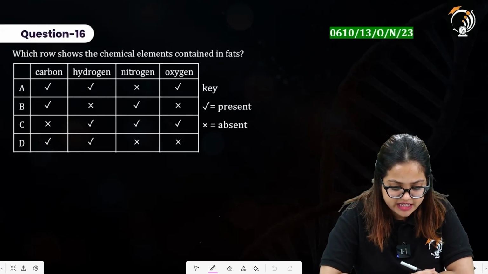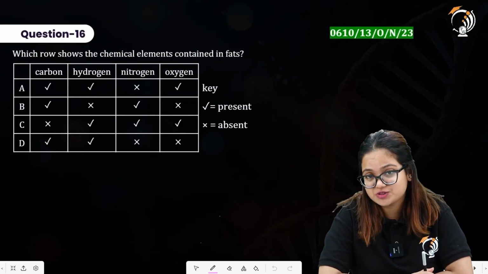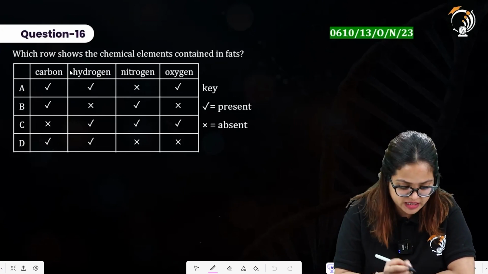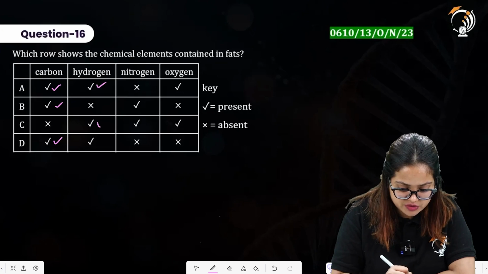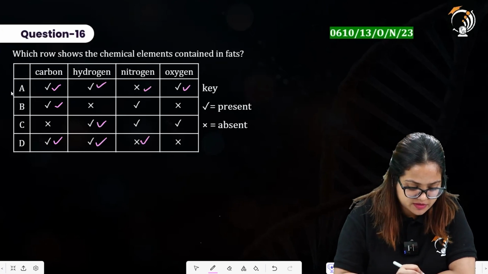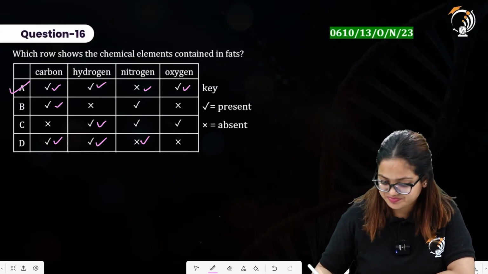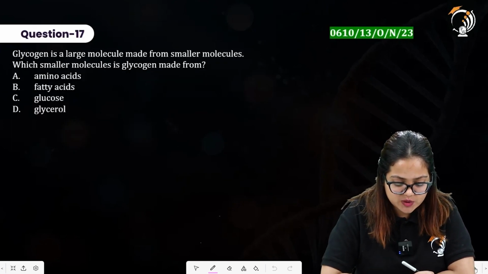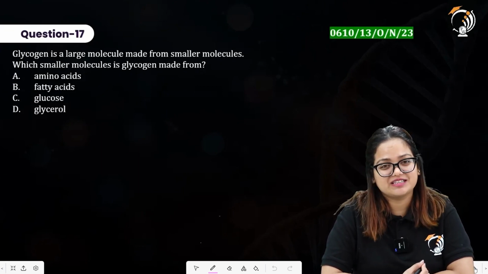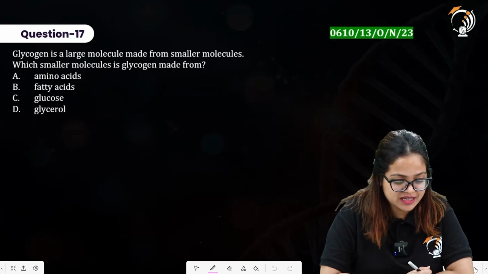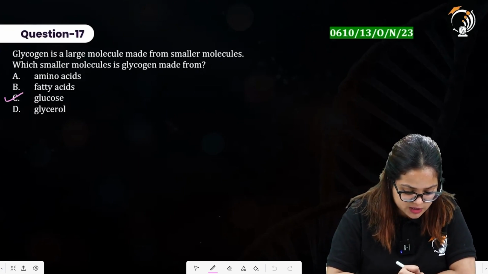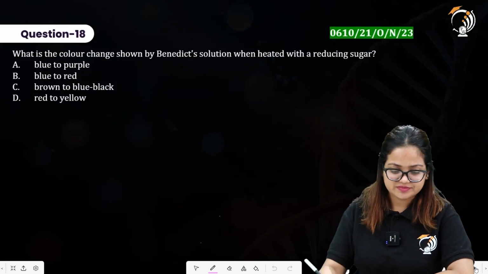Question number 16 says, what are the chemical elements shown in fat? So fat also has carbon, hydrogen, oxygen, but does not have nitrogen. Carbon will be there, hydrogen will be there, nitrogen will not be there, and oxygen will be there. Option A here is the right answer. Question number 17 says, glycogen is a large molecule made from smaller molecules. And what are those smaller molecules? These are the molecules of glucose. Which smaller molecules is glycogen made from? We have option C, glucose, as our right answer.